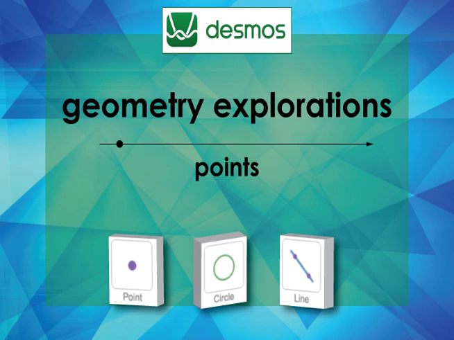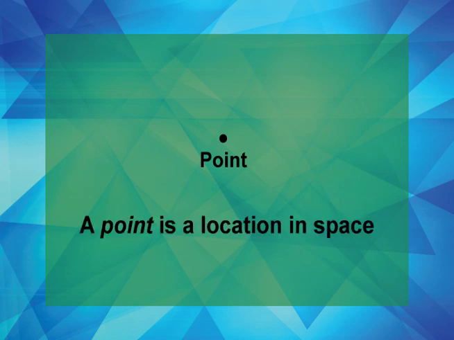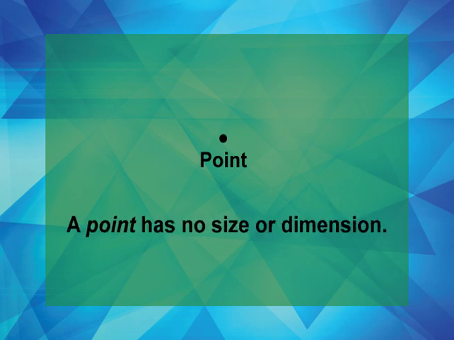In this tutorial, we define geometric points and show how to construct points using the Desmos geometry tools. This is a point. A point is a location in space. A point has no size or dimension. You'll often see a dot representing a point. What the dot represents is the location of the point.